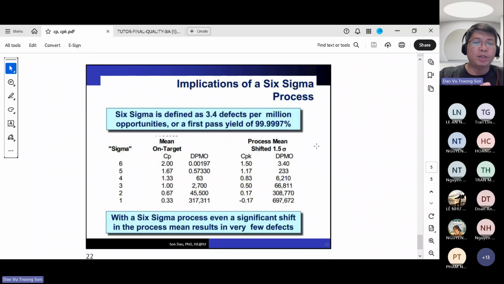So in this, you can also see the implications of a Six Sigma process with respect to the CP and CPK coefficients. So before that, let me upload this to you first.